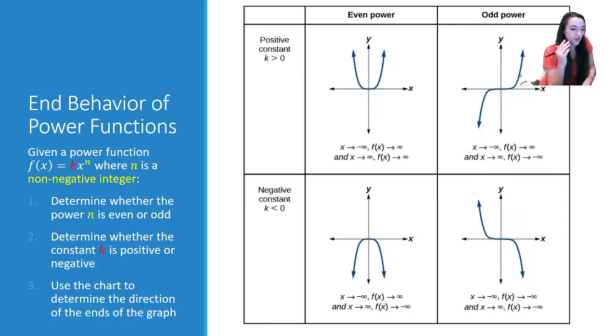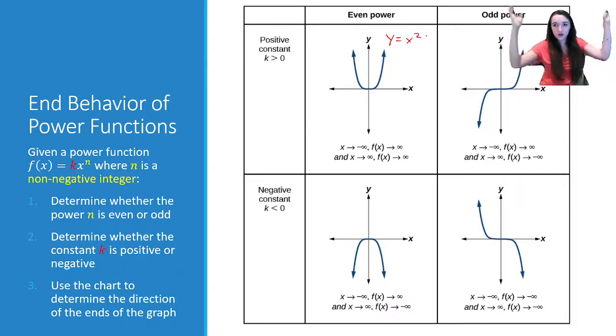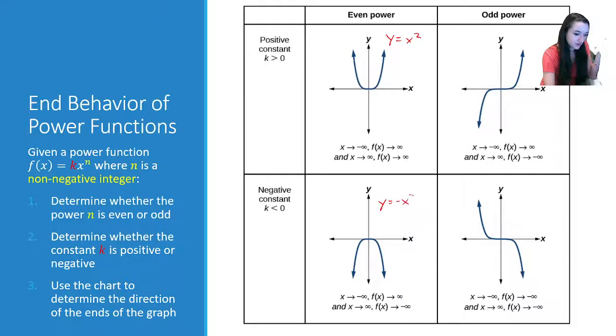So if we have an even power and a positive constant, for example, y equal to x squared. We know y equal to 1x squared from our previous chapter means it's going to open upward, so we're going to have our arrows facing both up. Whereas y equal to negative x squared would be facing downward. It has a negative constant, but still that same even power of 2. So we are both facing down.